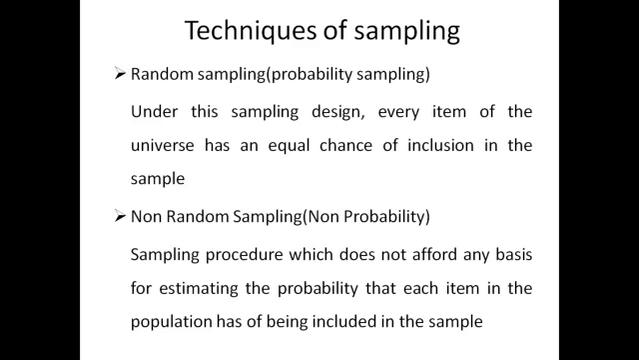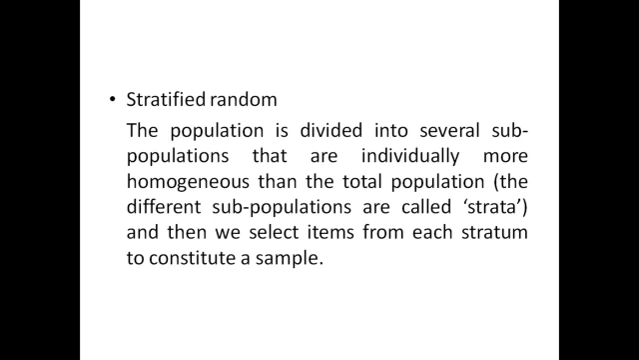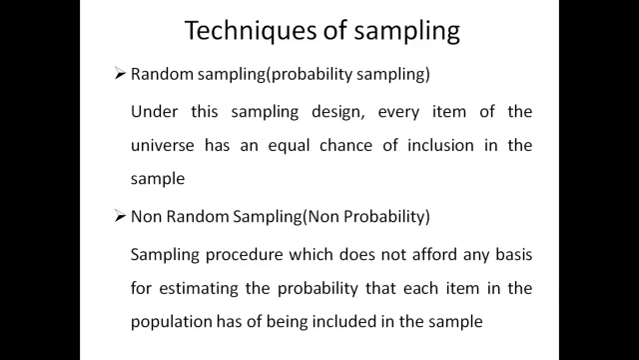Coming to random sampling, as I mentioned earlier, probability sampling is also known as random sampling or chance sampling. Under this sampling design, every item of the universe has an equal chance of inclusion in the sample, that is, to be included in the sample.